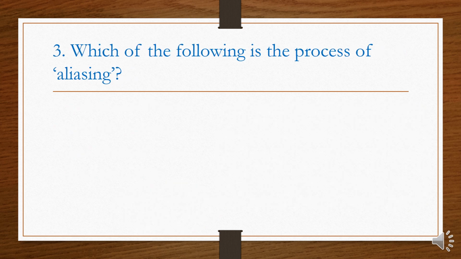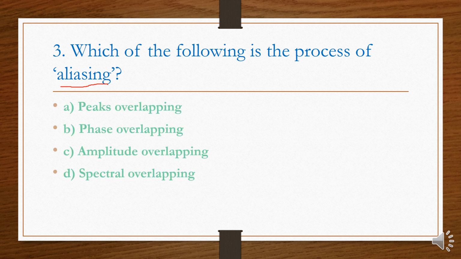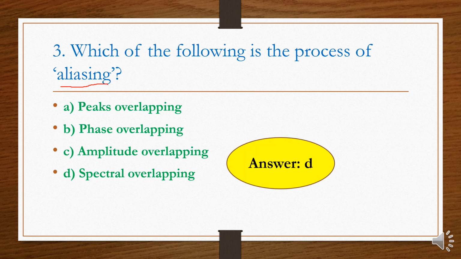Next question. Which of the following is the process of aliasing? So if the Nyquist rate is not satisfied, then aliasing will occur. So four options are given. Option A, peak overlapping. Option B, phase overlapping. Option C, amplitude overlapping. Option D, spectral overlapping. So here the answer is option D, spectral overlapping. So spectral means the frequency overlapping.